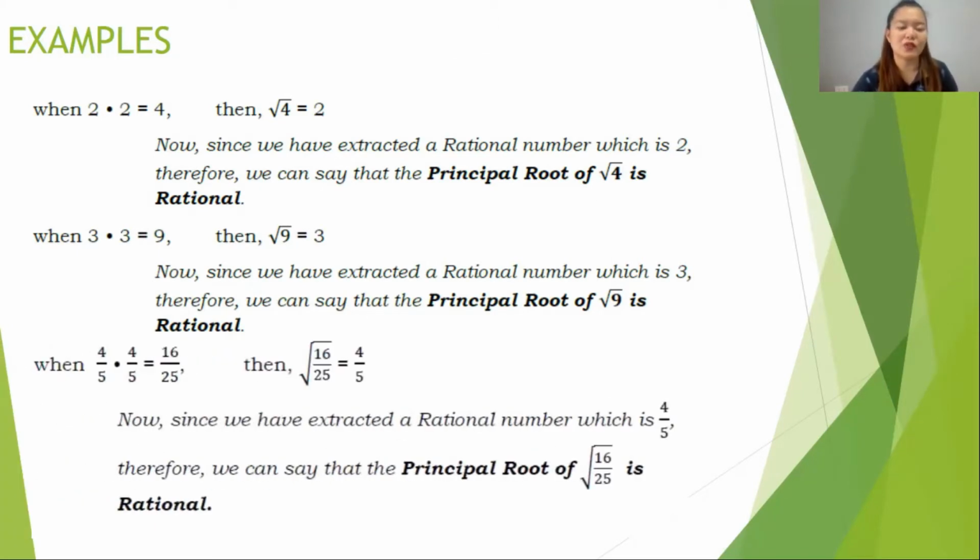When you also have a fraction like 16 over 25, or 4 fifths times 4 fifths, that's equal to 16 over 25, then the square root of 16 over 25 is 4 fifths, and 4 fifths is a rational number. Okay.